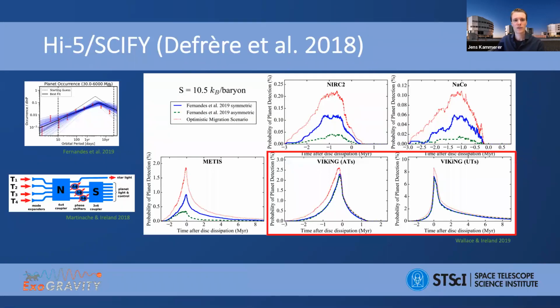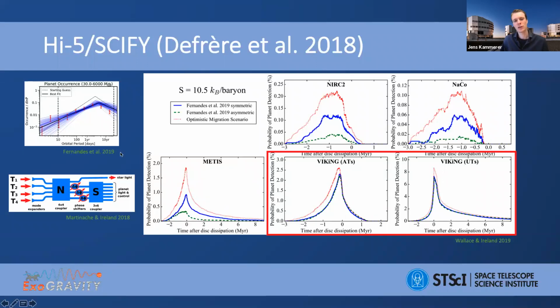Then there's also Hi-5, or I think it's now called SCIFY, which is a project led by Defrère, and which is an ERC-funded visitor instrument for the VLTI, which aims to do nulling interferometry. And one of the science cases for this instrument is to observe young giant planets in the nearest star-forming regions.